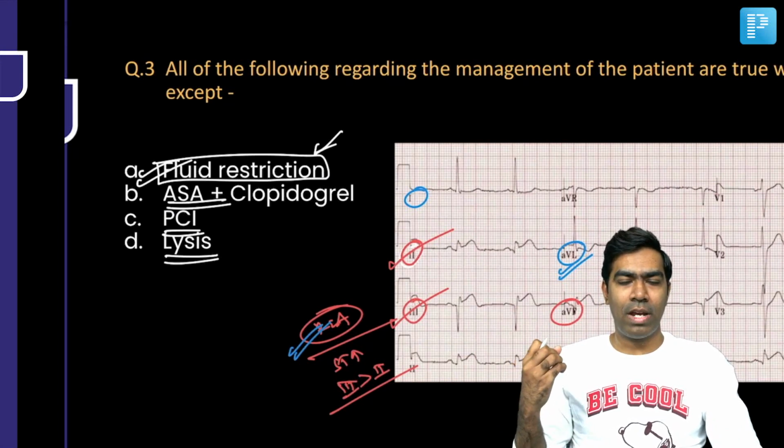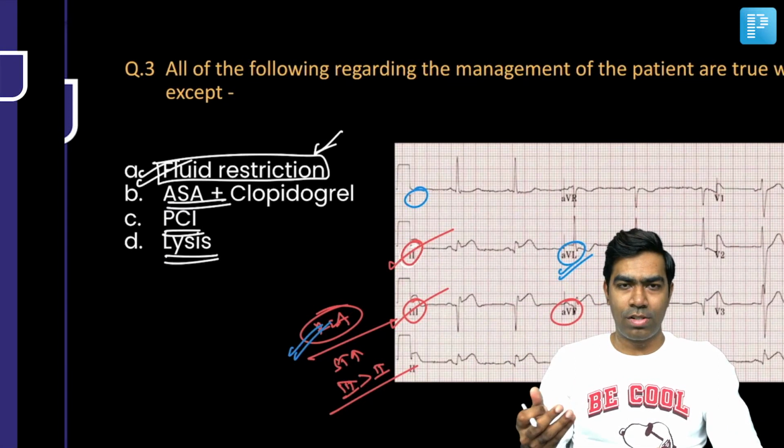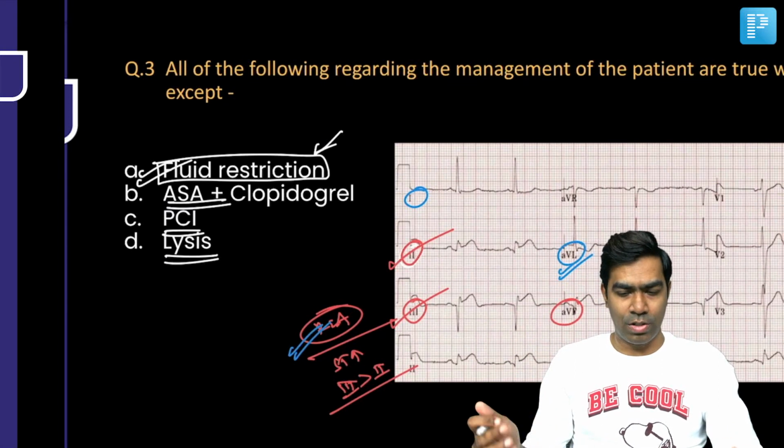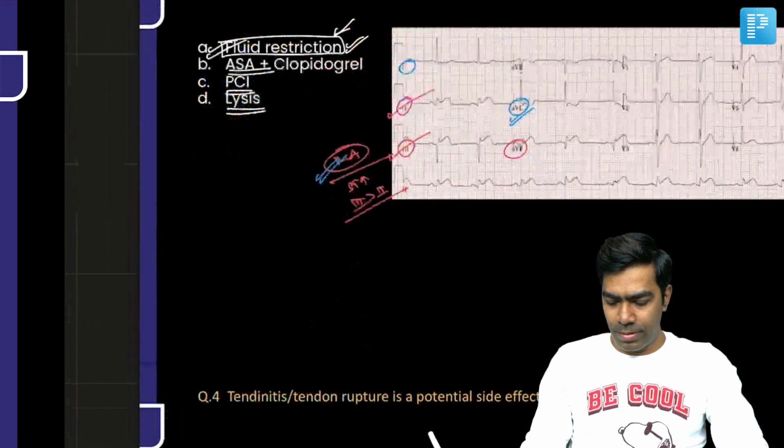So you should not give any treatment that's going to reduce the preload like nitrates or probably fluid restriction or probably even diuretics in that situation. So that's why the right answer for this question is going to be fluid restriction.